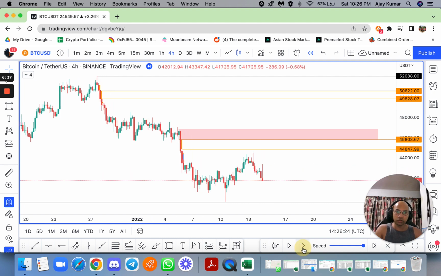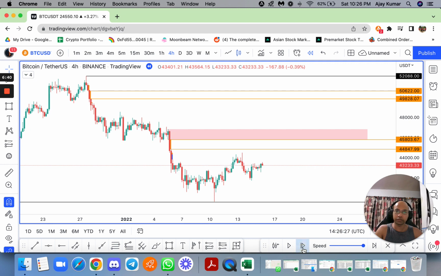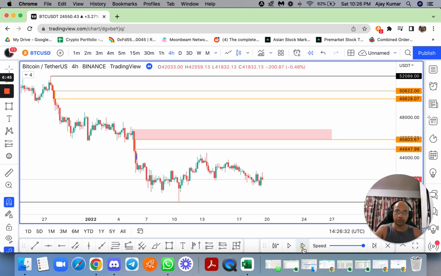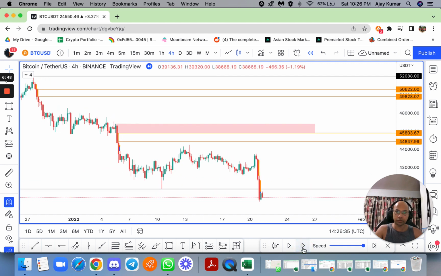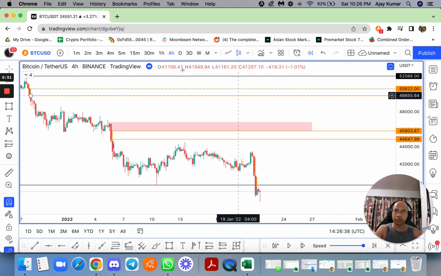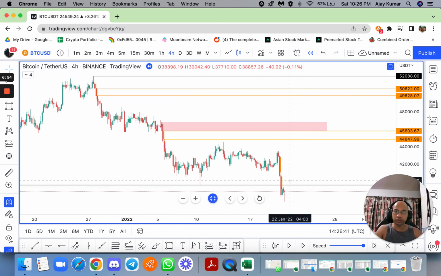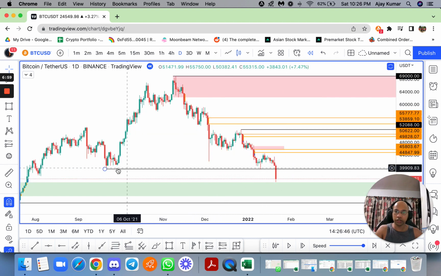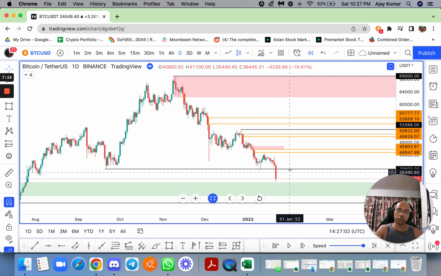Going down, going down. Okay, this is our point of interest, right? This is a pivot, right? So as you can see, price has broken this. Why did I go to the daily chart? Now I know that price has swooped down, right? Anyways, the point being that this was our pivot, and so this is our point of interest.